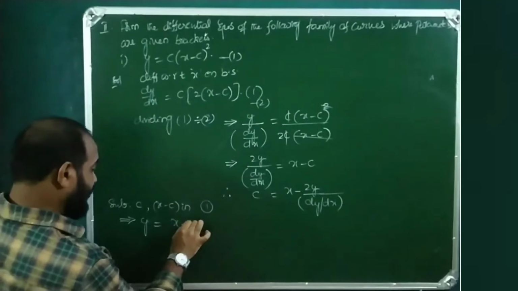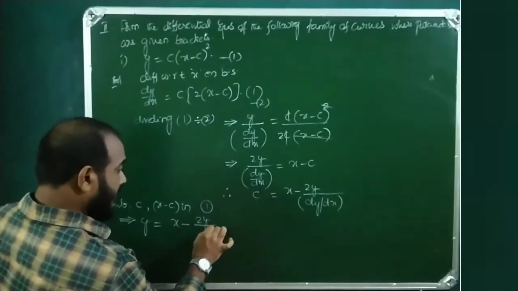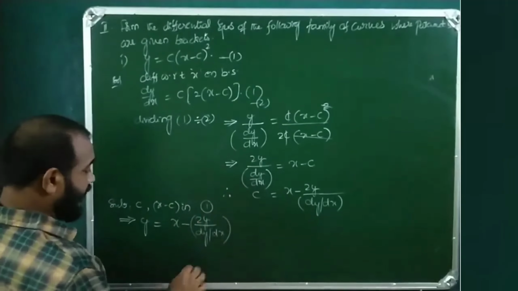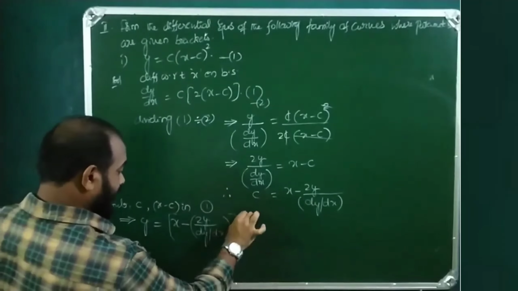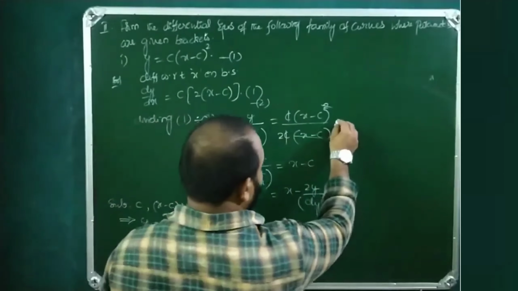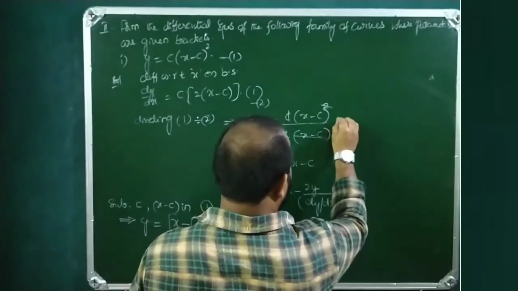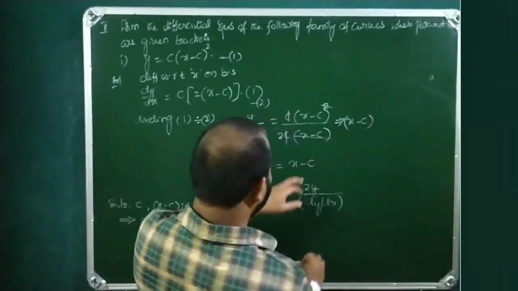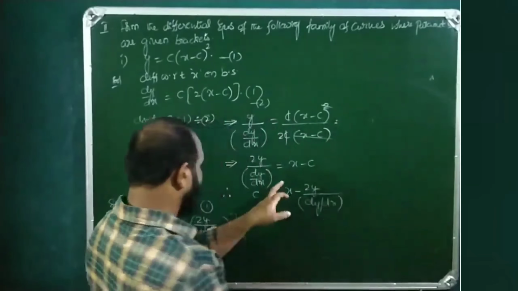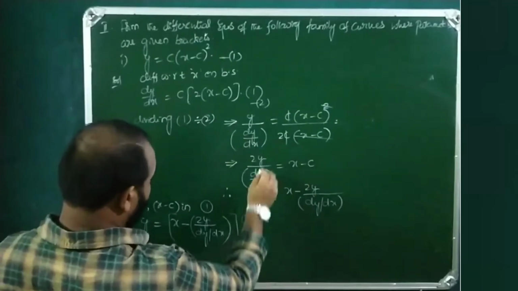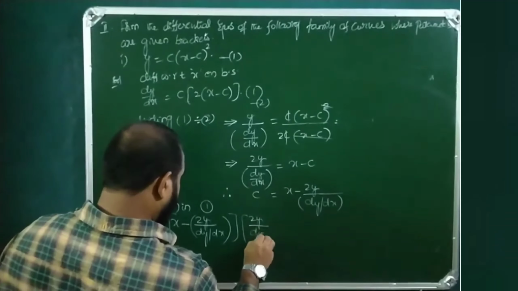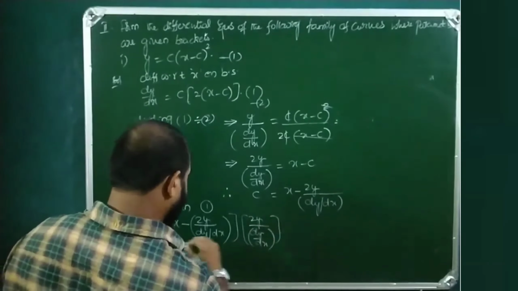x - 2y dy/dx, into x - c. What is the x - c here? From this, x - c is equal to 2y dy/dx. So the same, if I substitute here, 2y dy/dx.